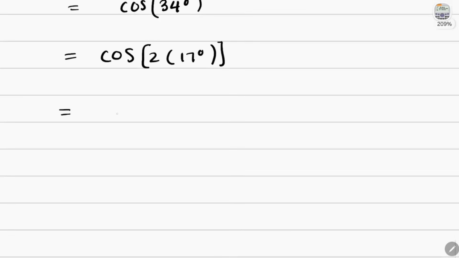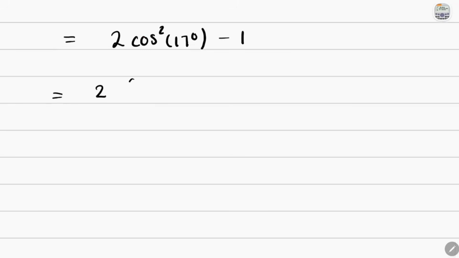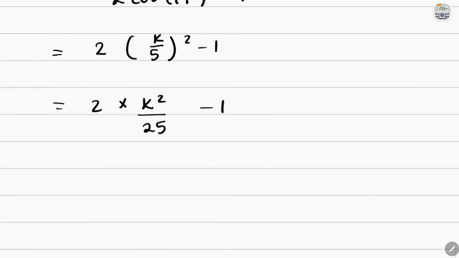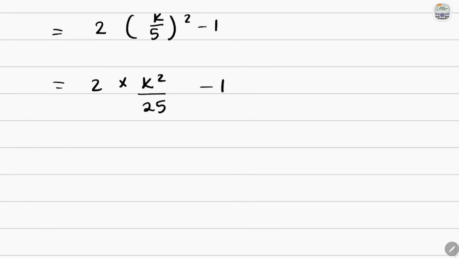So we'll use the expansion 2 cos squared 17 degrees minus 1. So this is equal to 2 multiplied by k over 5 all squared minus 1. And so this is 2, and then in the numerator we just have k squared, and the denominator is 25, and then minus 1. So do you see that these are two terms? This is one term on its own, and that is another term, separated by that minus. So we're going to simplify this together, and now we have 2k squared over 25 minus 1.